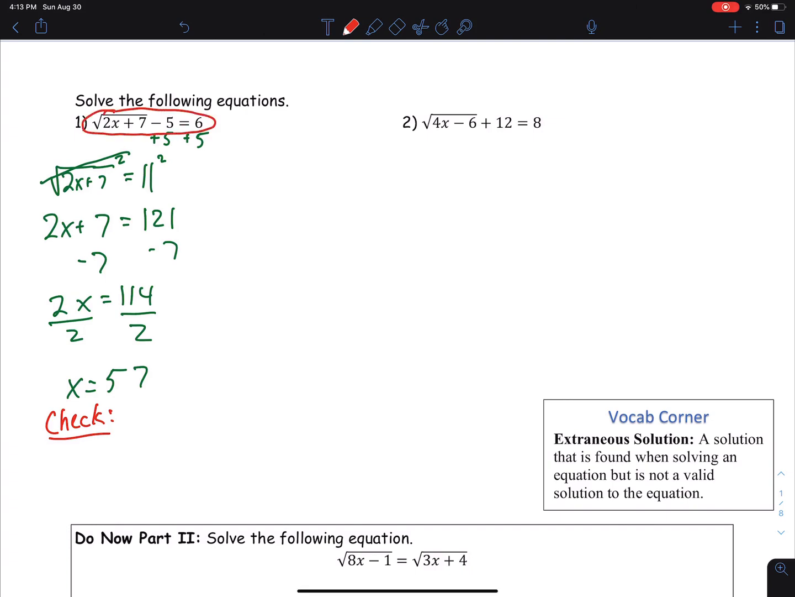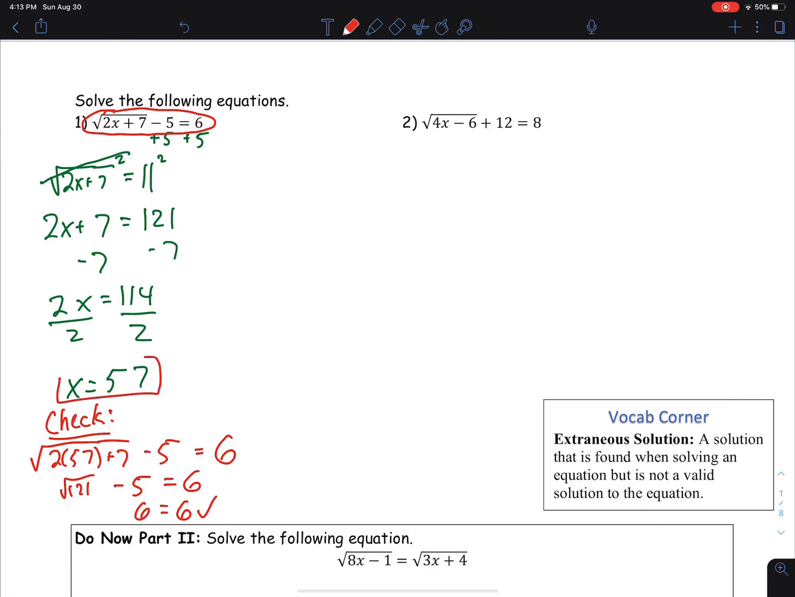So that would be the square root of 2 times 57 plus 7, minus 5 equals 6. That gives us the square root of 121 minus 5 equals 6. And yeah, that'd be 11 minus 5. That is 6 equals 6. That checks out. That's good. So our answer is x equals 57.